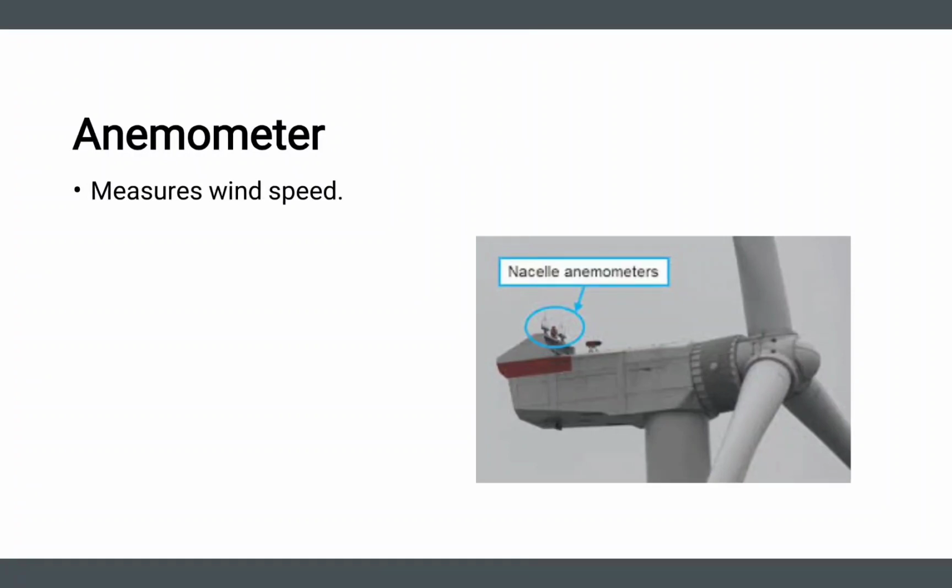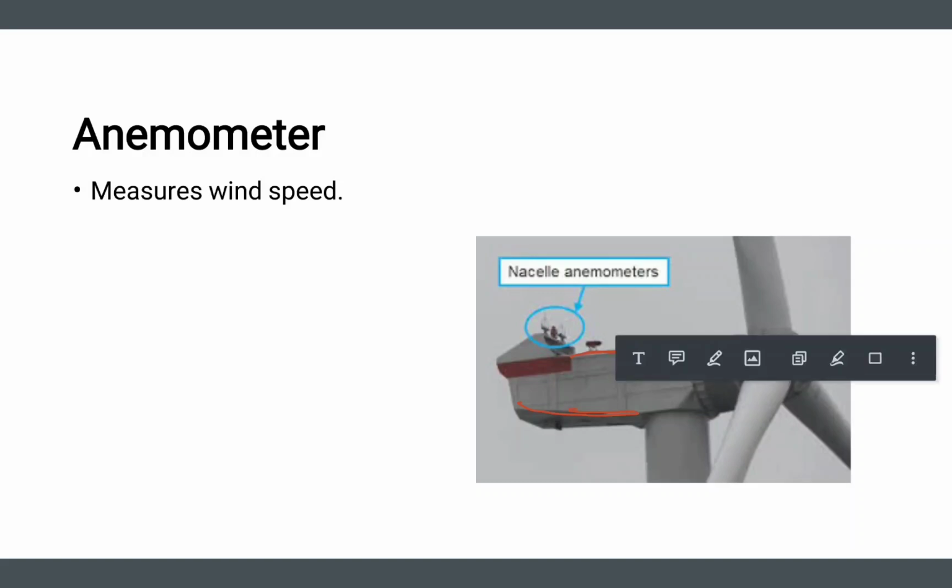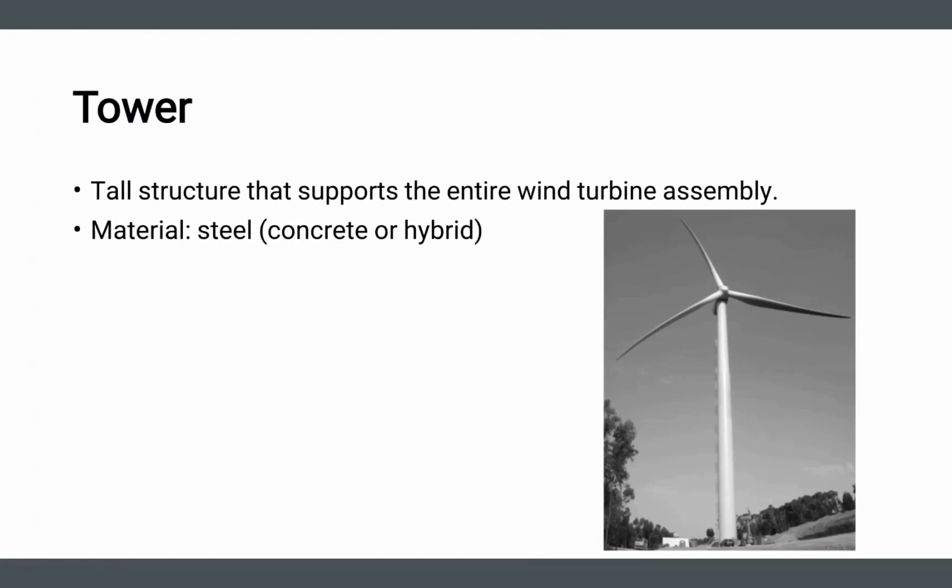Anemometer. It measures the wind speed, because in a wind turbine we need a lot of parameters, and the most important parameters include wind speed. So these are mounted right on top of the nacelle. You can see this is the nacelle, and there is an anemometer placed to measure the speed of the wind.